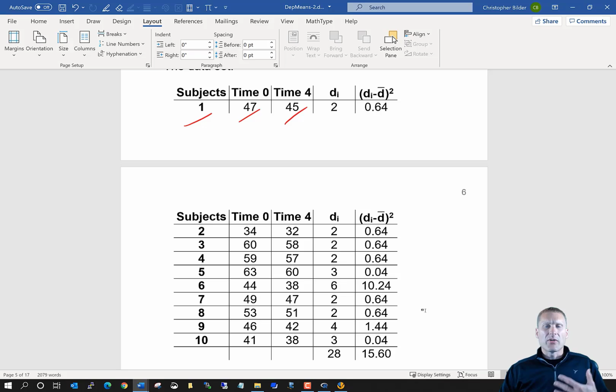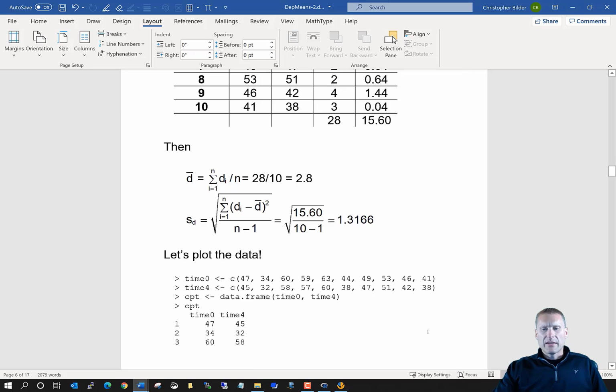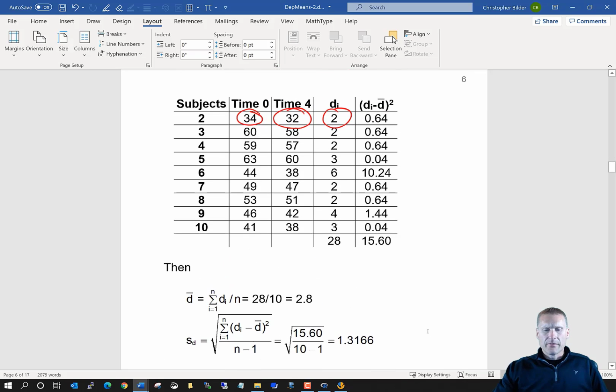Do note that the number of zeros appears exactly the same for time 0 and time 4. So the difference then is 2. They went down a little bit in terms of getting those zeros. Subject number 2, 34 times 0, time 4, 32. Again, a difference of 2. And there was a total of 10 different subjects in the sample.